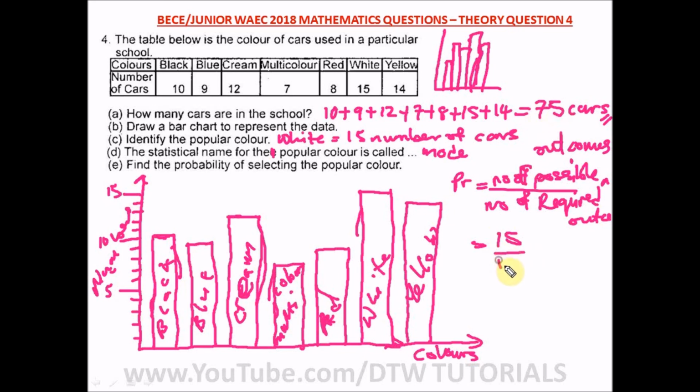So we have 15 divided by 75, and how many times can 15 go into 75? Let's start with 5. 5 here would go how many times? 3 times. And 5 here will go how many times? That's 1 and a 15 and 5, and 3 in 15 will go here 5 times. So we are left with 1 over 5. So this is the probability of selecting the popular color from the total number of cars. All right, so our final answer here is 1 over 5.